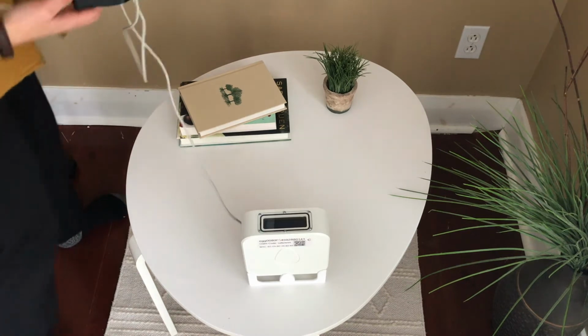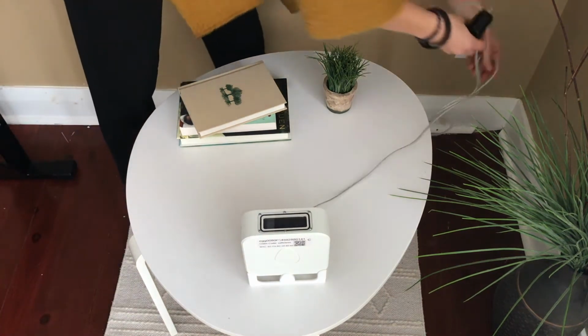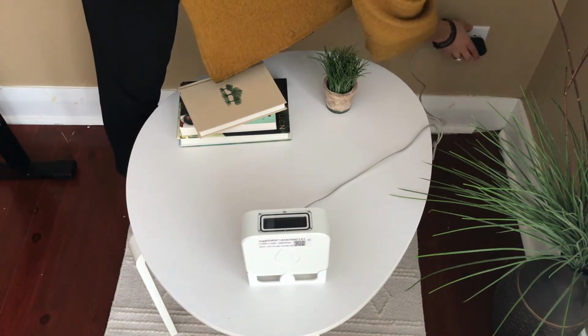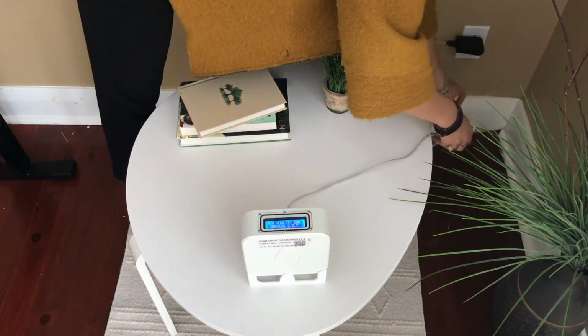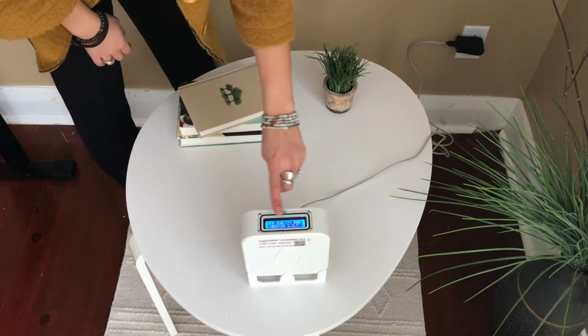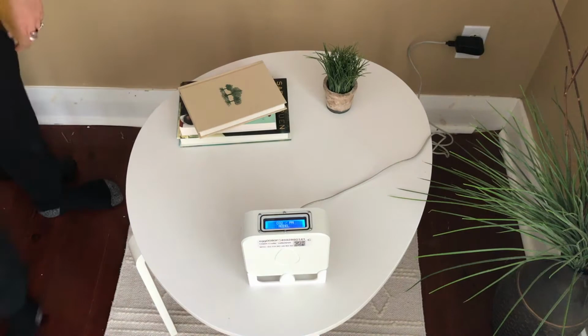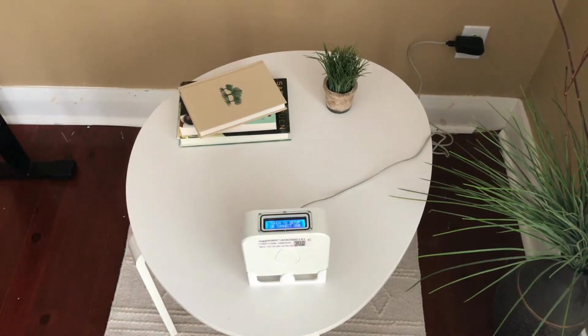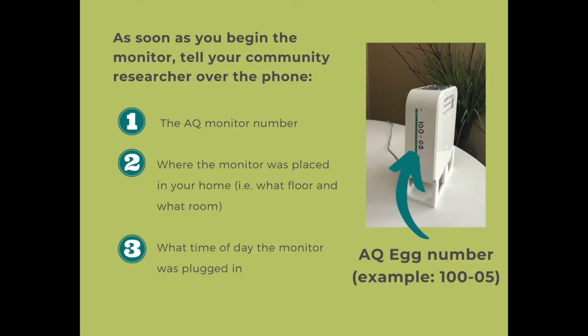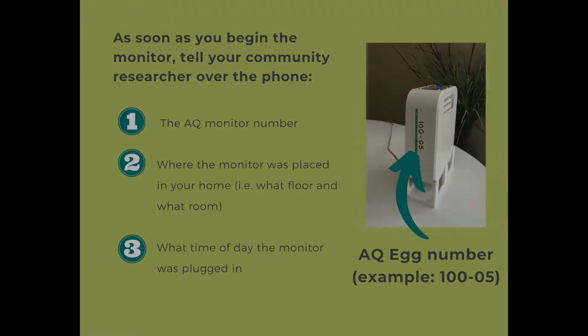To start the monitor, simply plug the power cord into an electric power outlet, and the monitor will automatically start working. As soon as you begin the monitor, tell your community researcher over the phone: 1. The AQ monitor number, which you will find on the side of the monitor, 2. Where you have placed the monitor, and 3. What time of day you plugged it in.